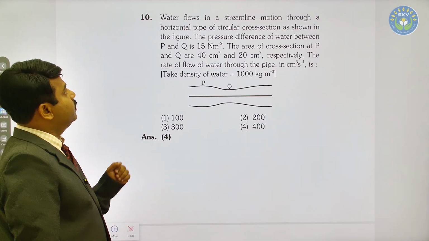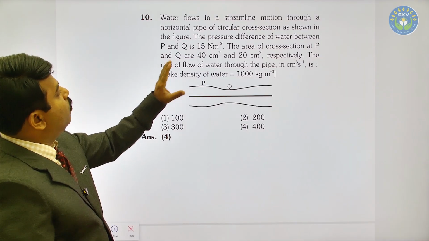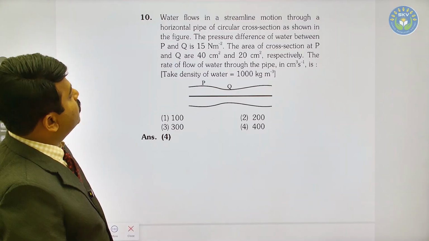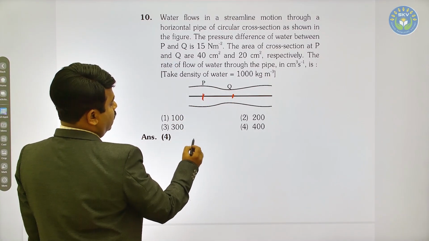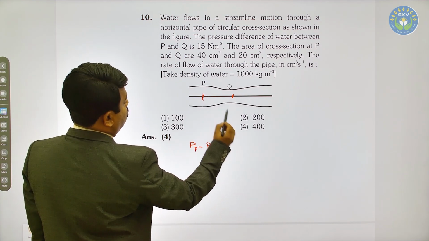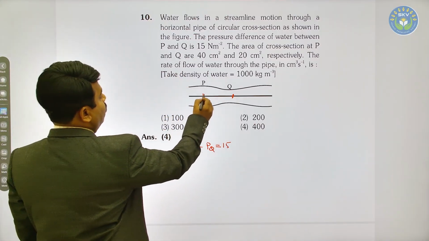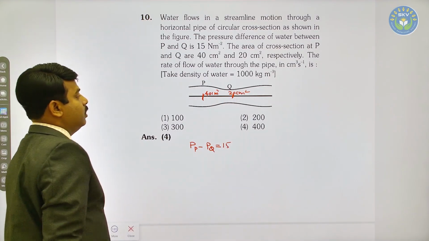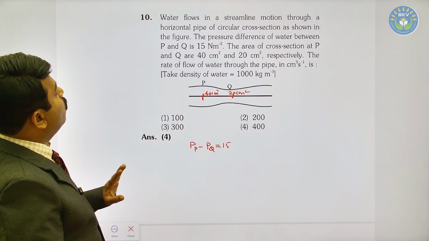Question number 10 is, water flows in a streamlined motion through a horizontal pipe of circular cross section as shown in the figure. The pressure difference of water between P and Q, Pp minus Pq, is given as 15 Newton per meter square. The area of cross section at P and Q are 40 centimeter square and 20 centimeter square respectively. Now, we need the rate of flow through the pipe.